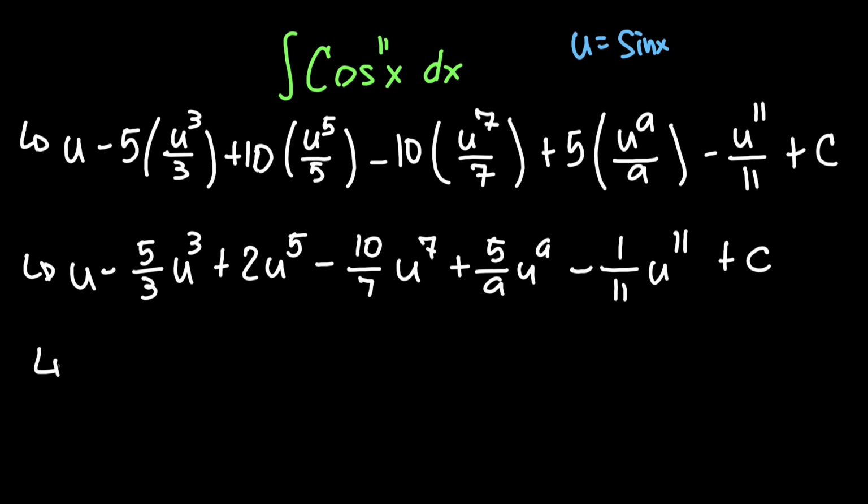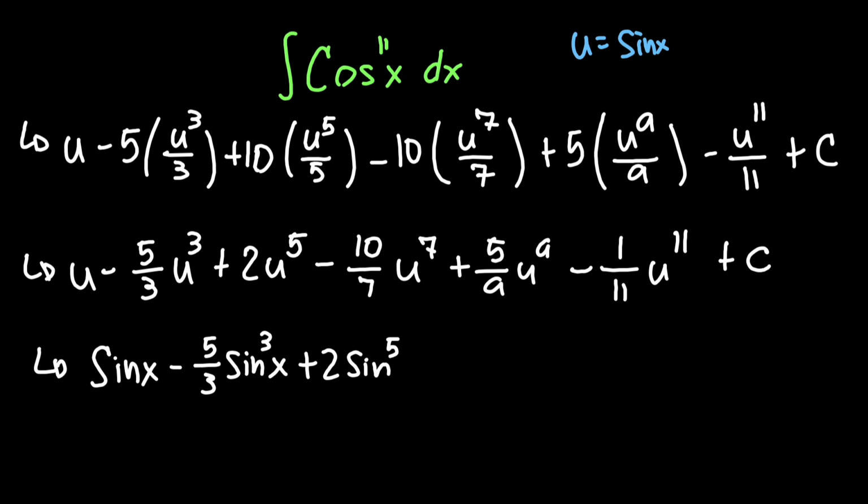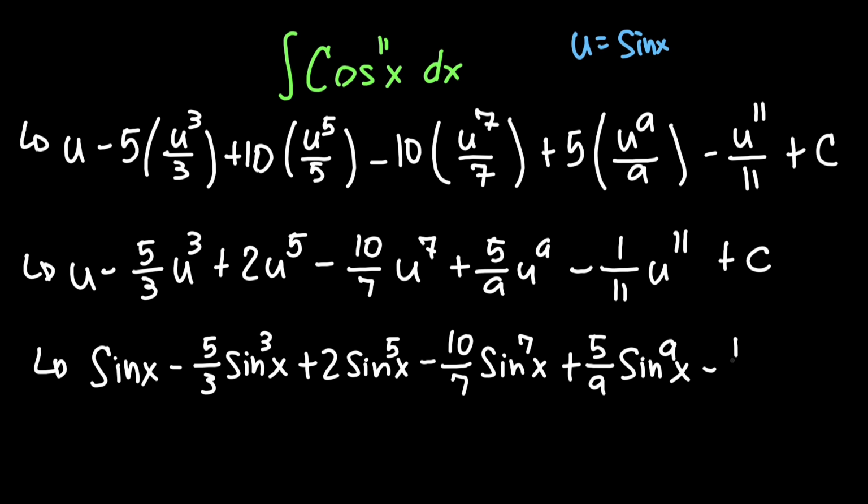And so your final answer for the integral of cosine to the power of 11 x would be sine of x minus 5/3 multiplied by sine cubed of x plus 2 sine to the power of 5 of x minus 10 over 7 sine to the power of 7 of x plus 5 over 9 sine to the power of 9 of x minus 1 over 11 sine to the power of 11 of x, and of course, the constant of integration.